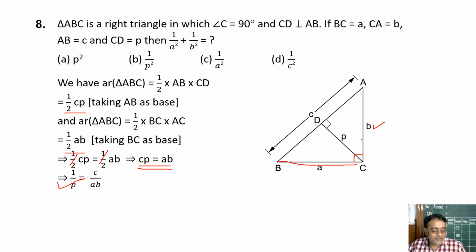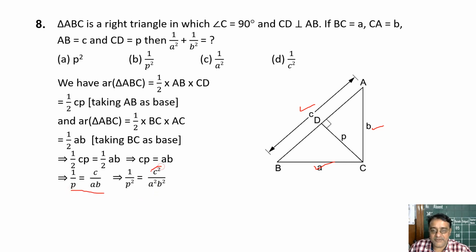Okay. Now you apply Pythagoras theorem. Then you tell me what is c square. C is the hypotenuse, so c square is a square plus b square. Very good. So what will we do? First we will square both sides.